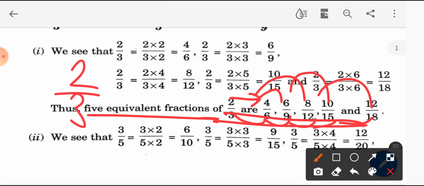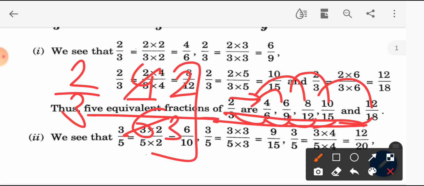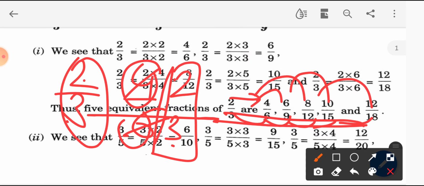Or you can say 2 by 3 and 4 by 6. How can we say that they are equivalent? If you divide 4 and 6 by 2 again, 2 2s are 4, 2 3s are 6. You can see that here 2 by 3 is equal to 2 by 3. It means 4 by 6 is equal to 2 by 3.